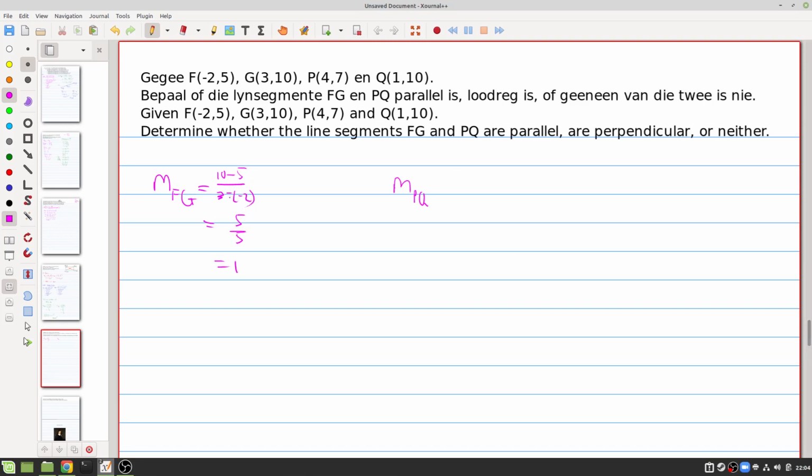So the gradient of FG, 10 minus 5 over 3 minus 2, 5 over 5 is 1. Then we can do the same for the gradient of PQ, 10 minus 7 over 1 minus 4. So that gives us 3 over negative 3, which is negative 1.